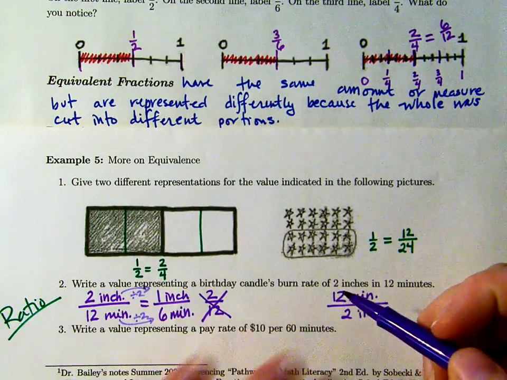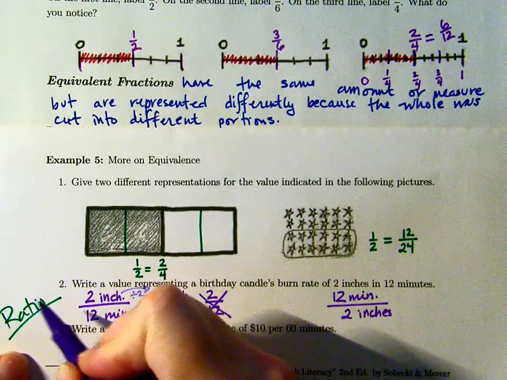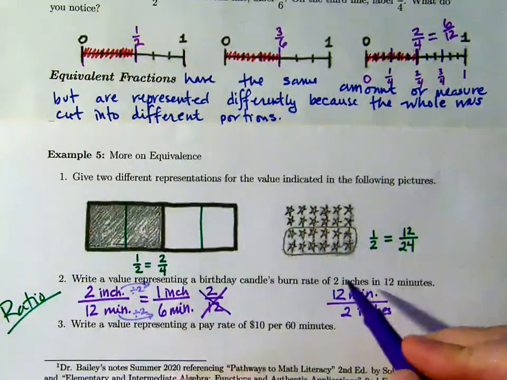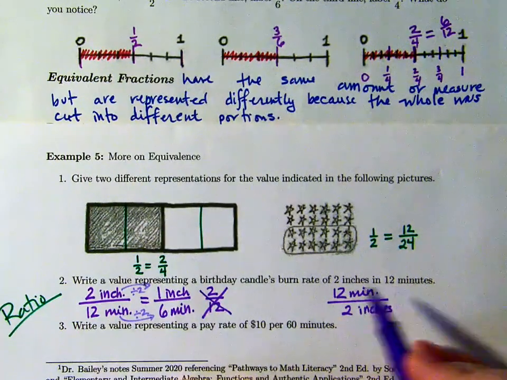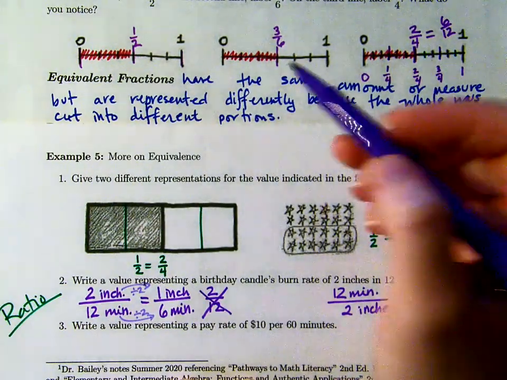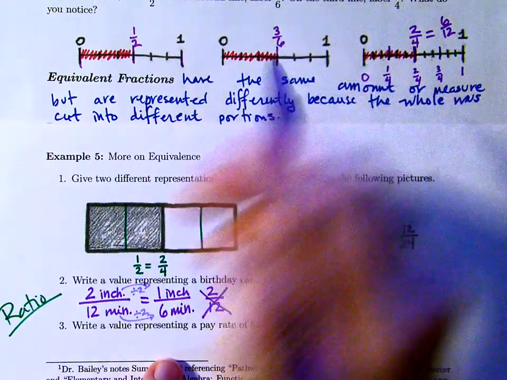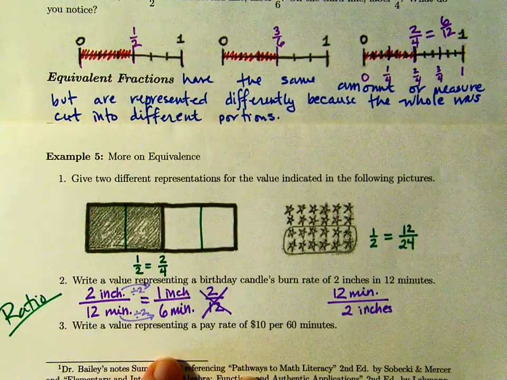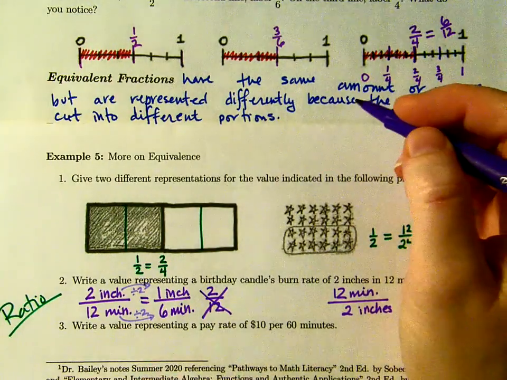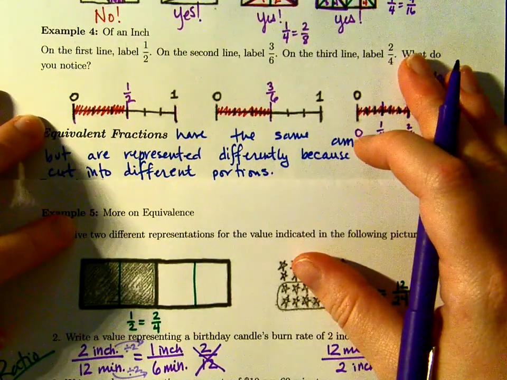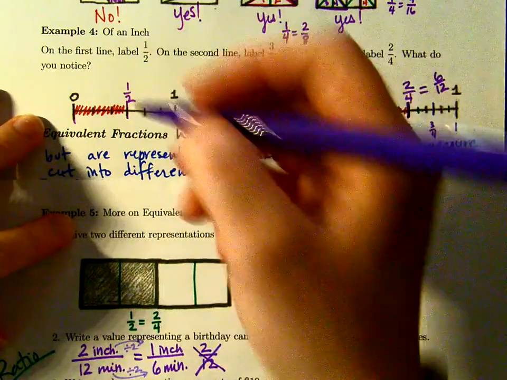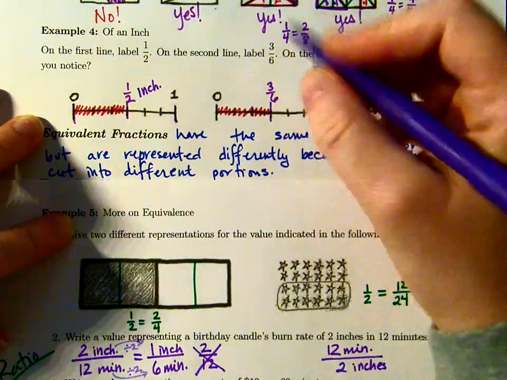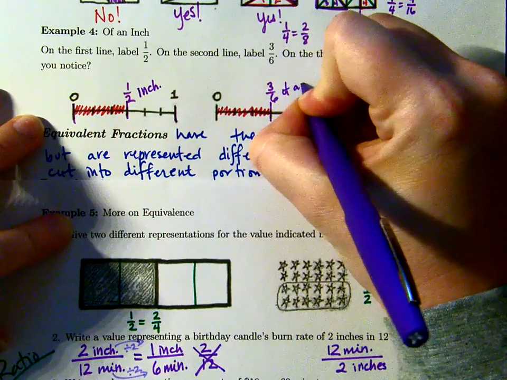So again, I wanted you to see the difference between a ratio, where there are different units and different labels and different wholes, versus a fraction where we know what the whole is and we should label the whole every time. So even up here, our whole was an inch. This would be a 1/2 inch, 3/6 of an inch.